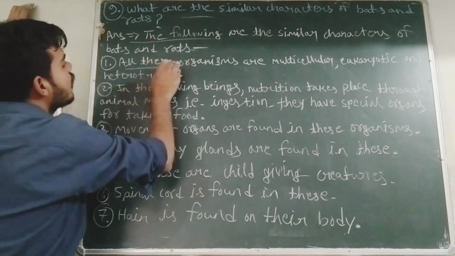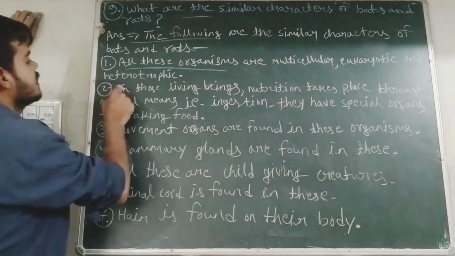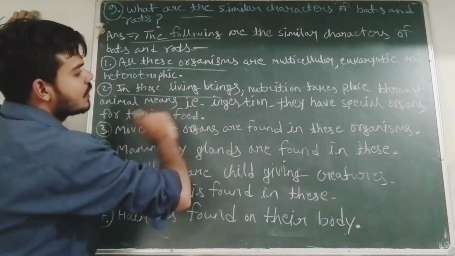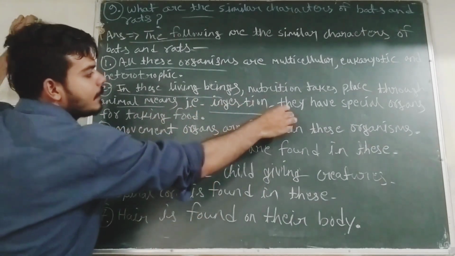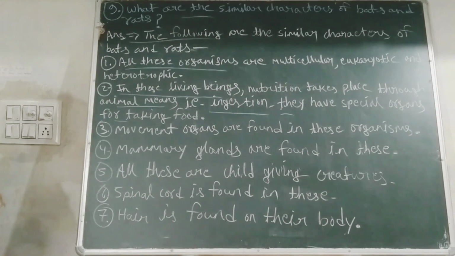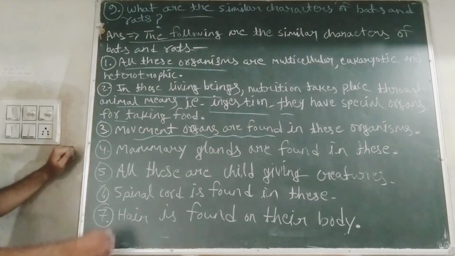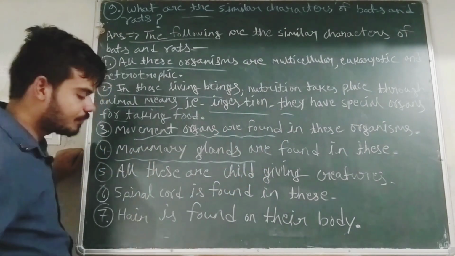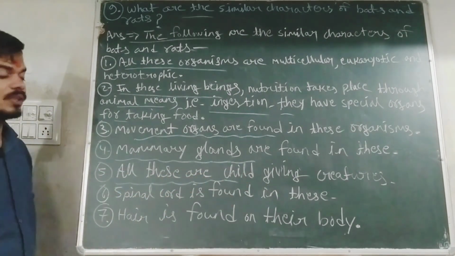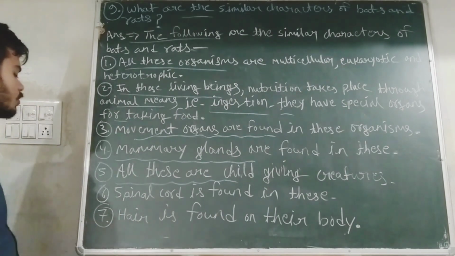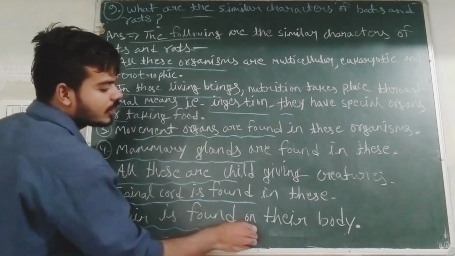First, all these organisms are multicellular, eukaryotic and heterotrophic. Second, in these living beings, nutrition takes place through animal means, ingestion. They have special organs to take food. Third, movement organs are found in these organisms. Fourth, mammary glands are found in these. Fifth, all these are child-giving creatures, not egg-laying. Bats and rats both give birth to young. Sixth, a spinal cord is found in these, and seventh, hair is found on their bodies.